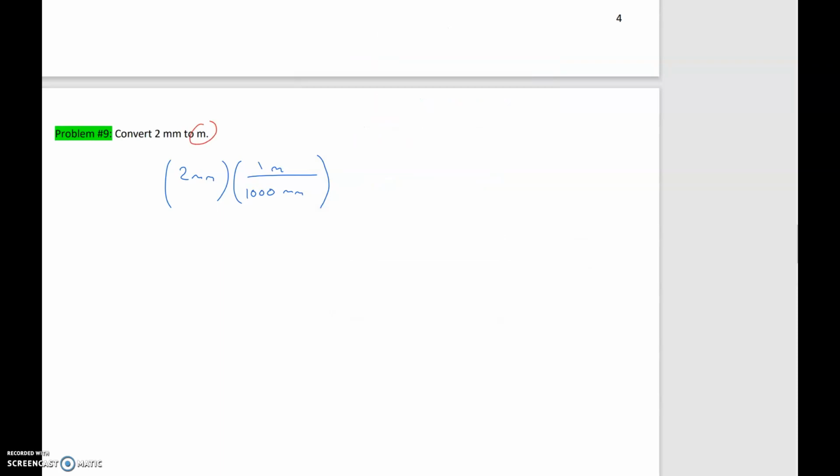Okay, at this point we're actually at the desired unit. We're looking at meters, so mm cancels, and then we're left with the values of 2 over 1,000, and then this will be meters. They're going to want us to express this as a decimal, so because of the 3 zeros, we would write it as 0.002 meters.